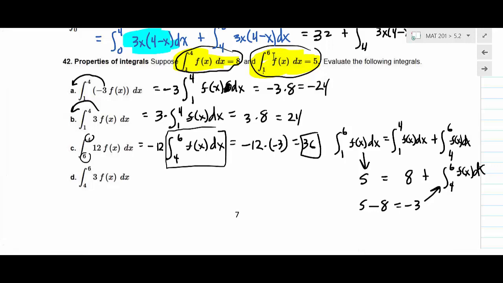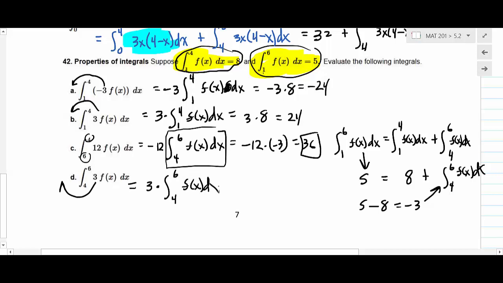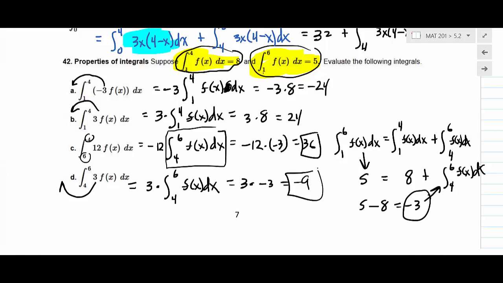Now that we have that, this one's real easy to do. You just bring out the 3, and then you would have the integral from 4 to 6 of f of x dx. That's 3 times, and that integral from 4 to 6 was negative 3, so that'll give negative 9. So those are good little exercises that make you think through the properties fairly well.